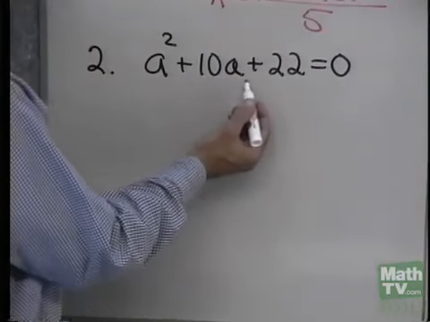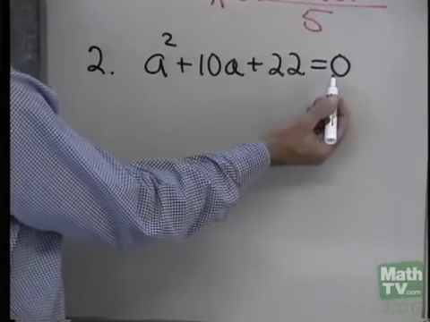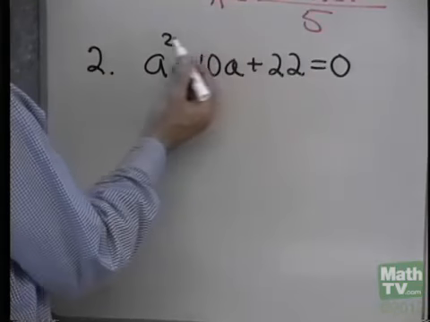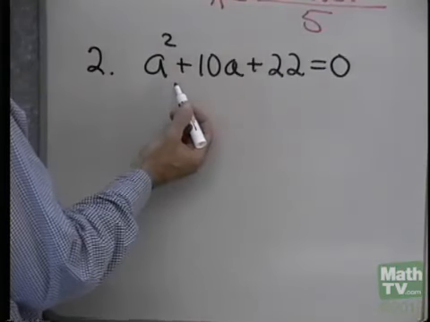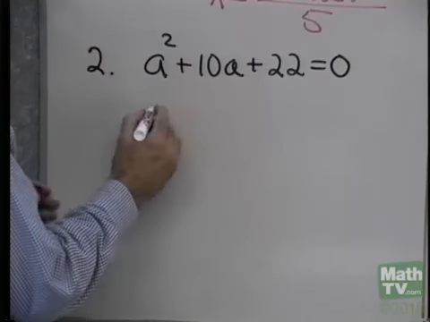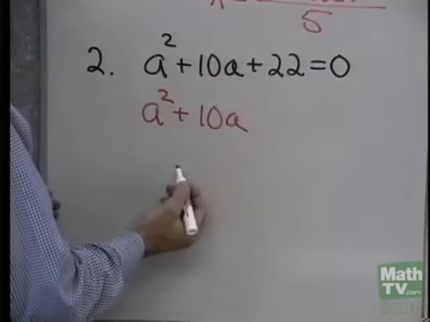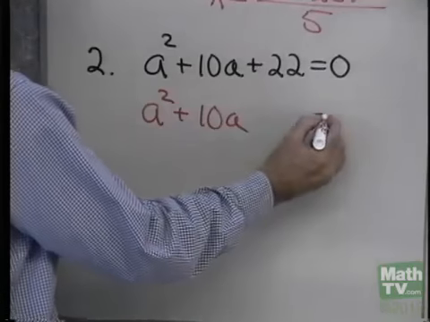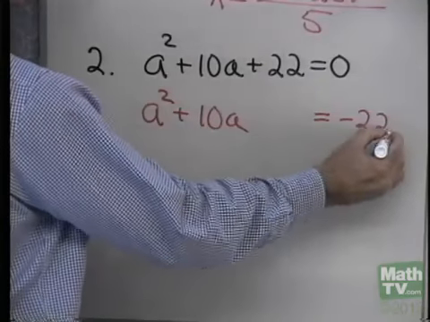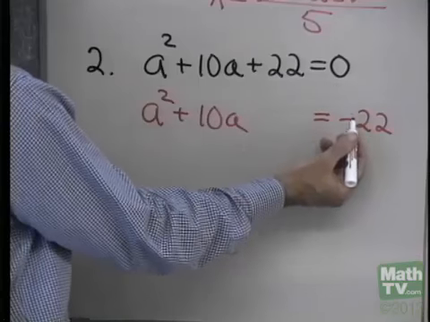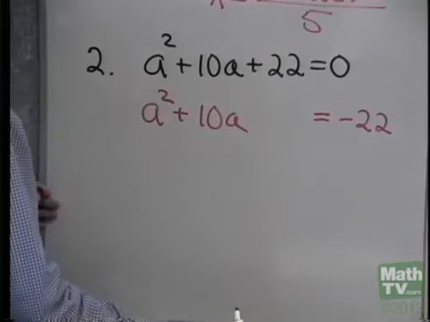a squared plus 10a plus 22 is equal to 0. Now what I want to do is get this equation right here in the form of the equation we solved in problem number 1. So I'm going to start by writing these first two terms together on the left side and moving the constant term to the other side by adding negative 22 to both sides. So I get negative 22 on the right side.